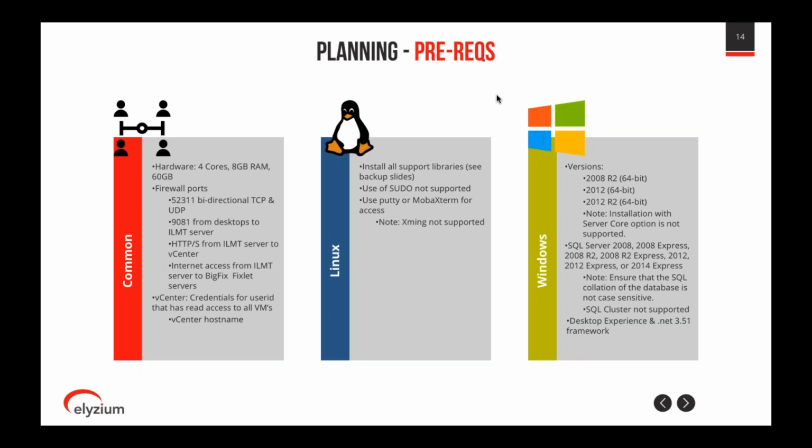Now, what that does do is, if you only have 2 cores to start with, it will actually slow the implementation or the installation down. It will go far smoother and quicker with 4 cores and 8 GB of RAM. I'll mention the various ports that are used. 52311, and then to get to the ILMT server, it's a configurable port, normally 9081.